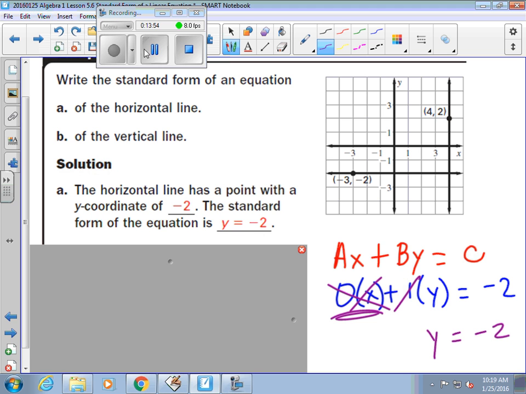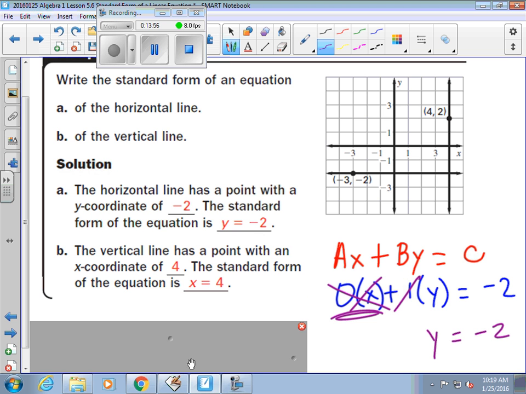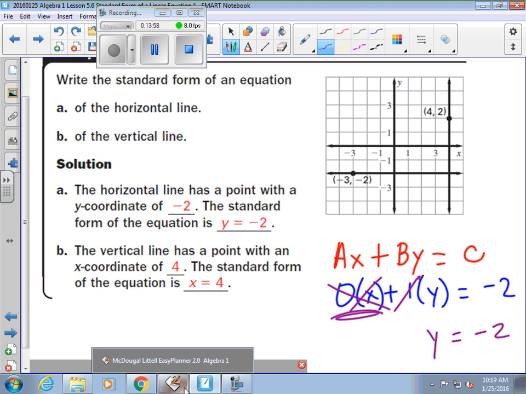The same thing's true with a vertical line, except you have an x coordinate this time of 4. And again, ax plus by would say 1x plus 0y is equal to 4. There's no reason to write 0 times anything, since it is 0, and there's no reason to write in a 1 times that.